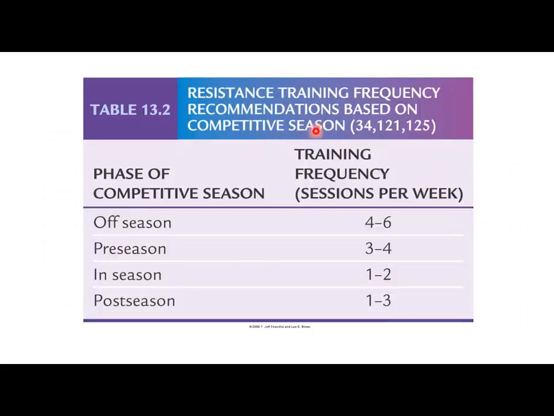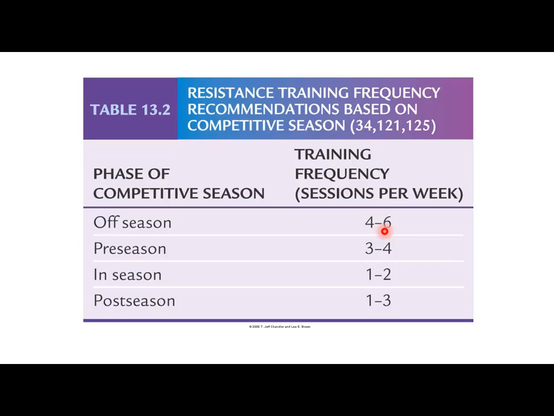And if you look at resistance training frequency based on the competitive season, there are 4 basic phases to the competitive season: off-season, preseason, in-season, and post-season. And the off-season is where you're training the most frequently. It's where you're trying to regain the things that you might have lost when you take a few weeks off immediately following competition. So in the off-season, you're just getting back into it, trying to regain.